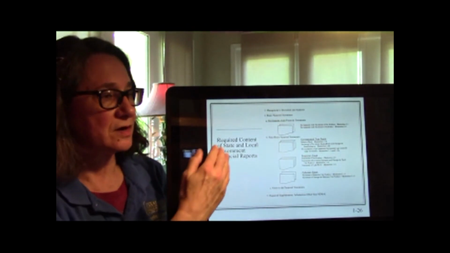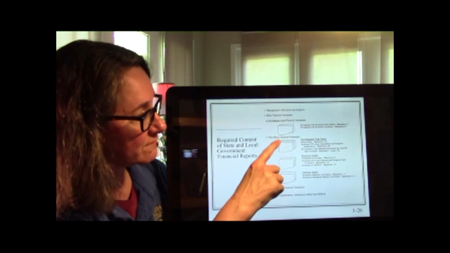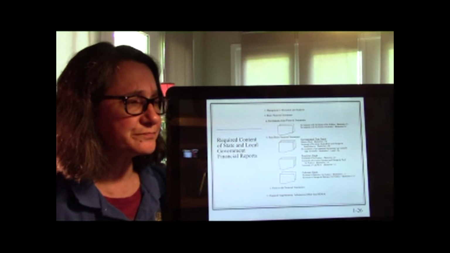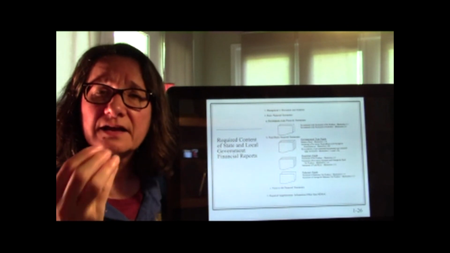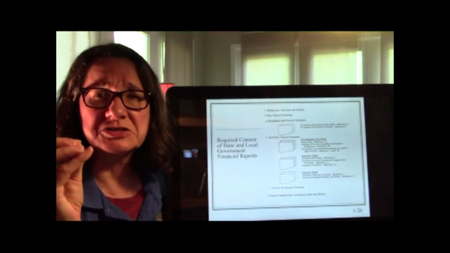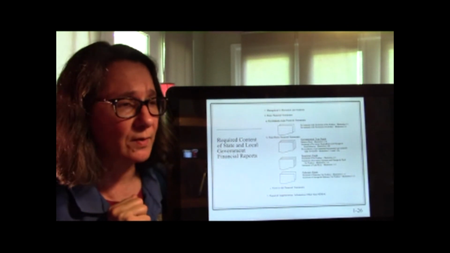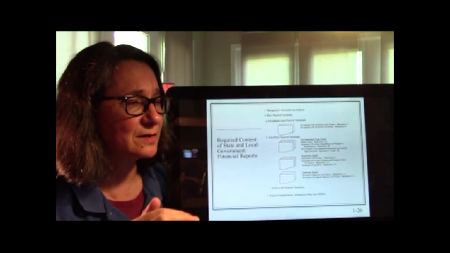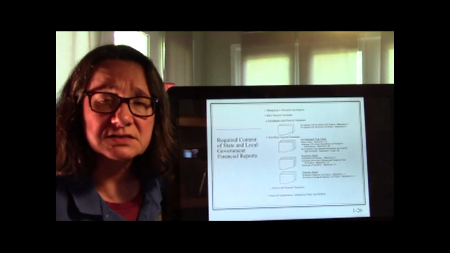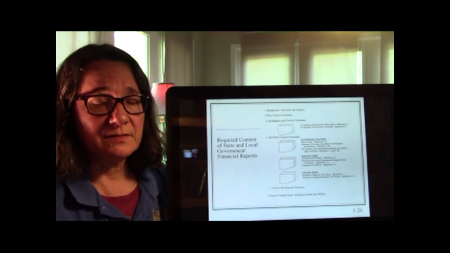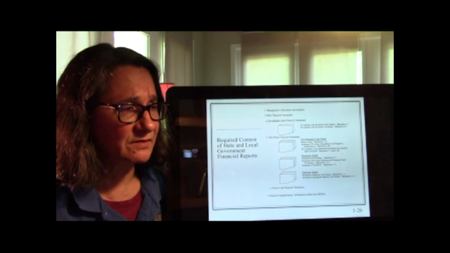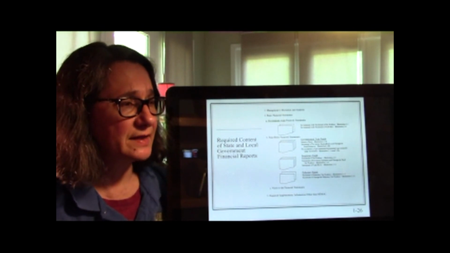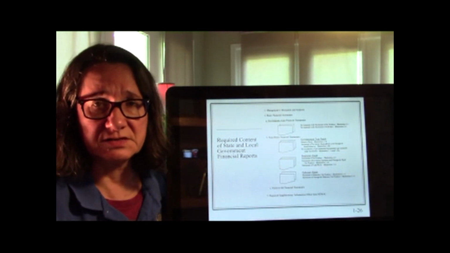So you're going to have your government-wide financial statements that give the entire picture, kind of like a balance sheet and an income statement would for a corporation, right? We call it a statement of net position and a statement of activities, right? But kind of this idea of government-wide financial statements. And then there's fund-based financial statements.